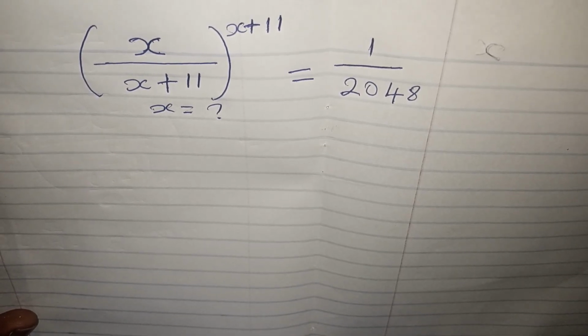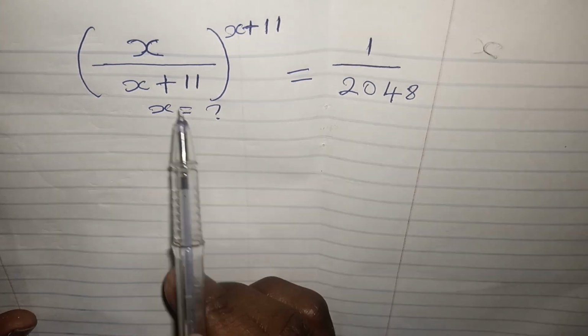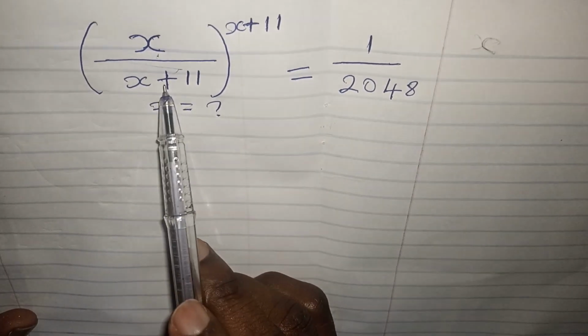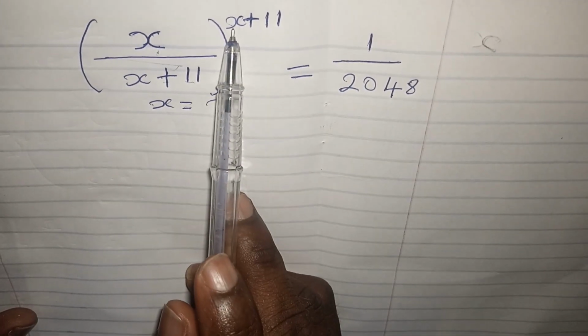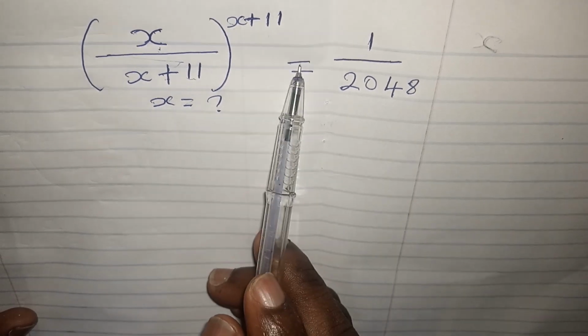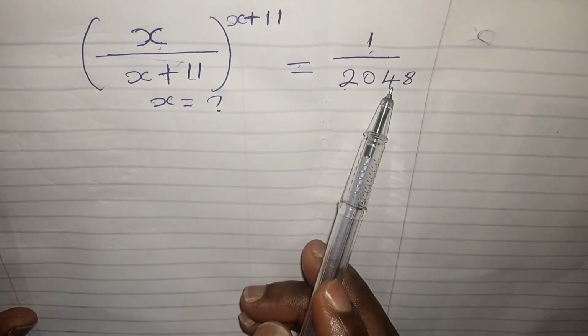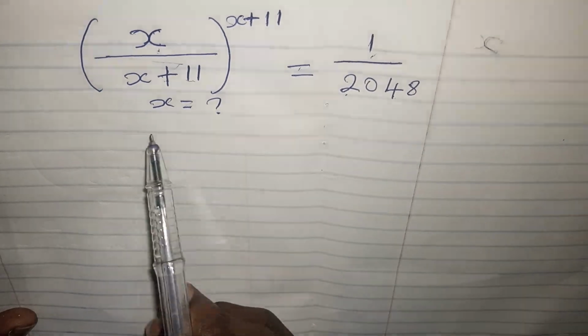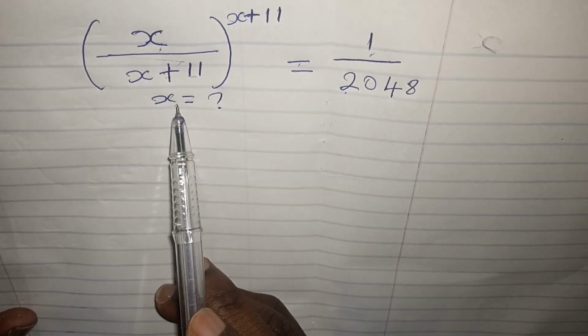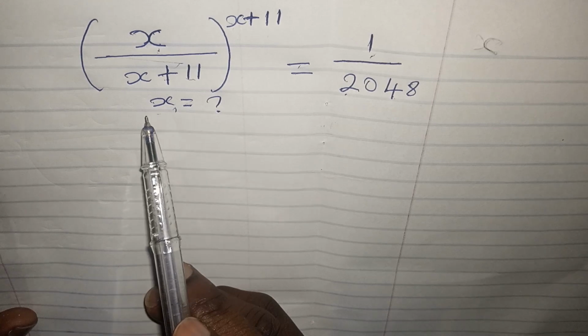Today here comes another nice math challenge which reads: (x over x plus 11) all to the power of x plus 11 is equal to 1 over 2048, and we're looking for the possible value for x. So how are we going to solve for the value of x in this challenge?